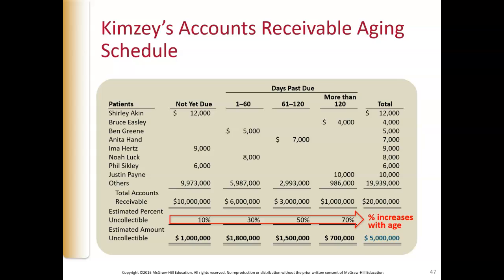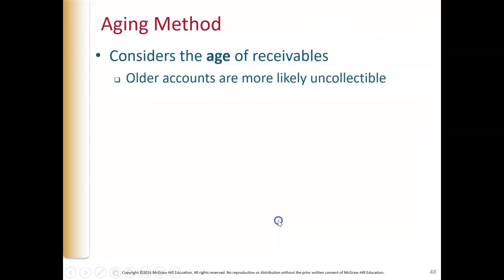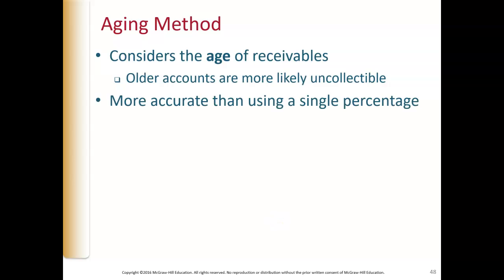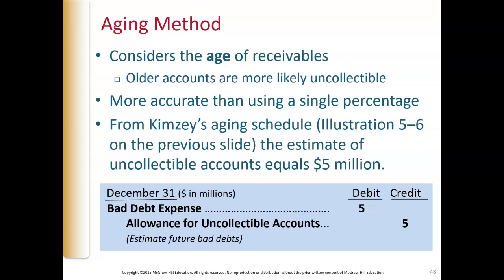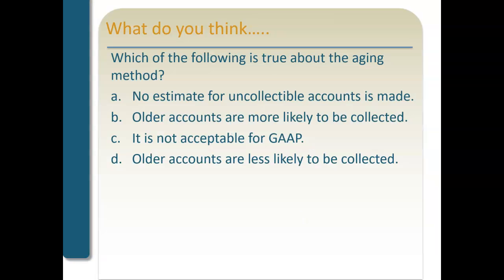So this is a more realistic approach. So we're going to come up with a total estimated uncollectible. As you see, it increases with the age it's outstanding. This means that the older accounts are more likely uncollectible, which is true. It's more accurate than just using a single percentage. So in this case, we would show a bad debt expense of $5 million, and we would credit our allowance for uncollectibles of $5 million. Okay? Which is the following is true about the aging method?